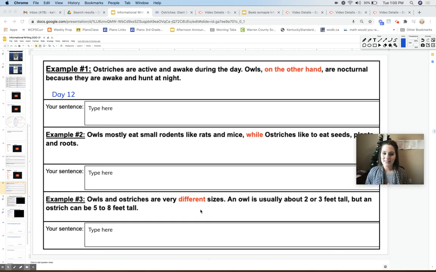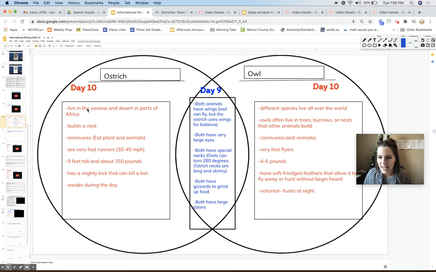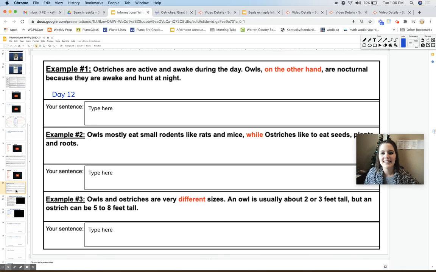So what you're going to do today is use that Venn diagram to help you because you've got lots of contrasting here, right? You're going to write your 3 sentences just like I did. You're going to write 3 sentences about how your animals are different. You're going to make sure you use these red contrasting words. Remember, when you're writing these contrasting sentences, you need to talk about the owl and the ostrich, both of your animals, whatever they are. You can't just talk about one. To show the difference, you got to talk about both of them together.